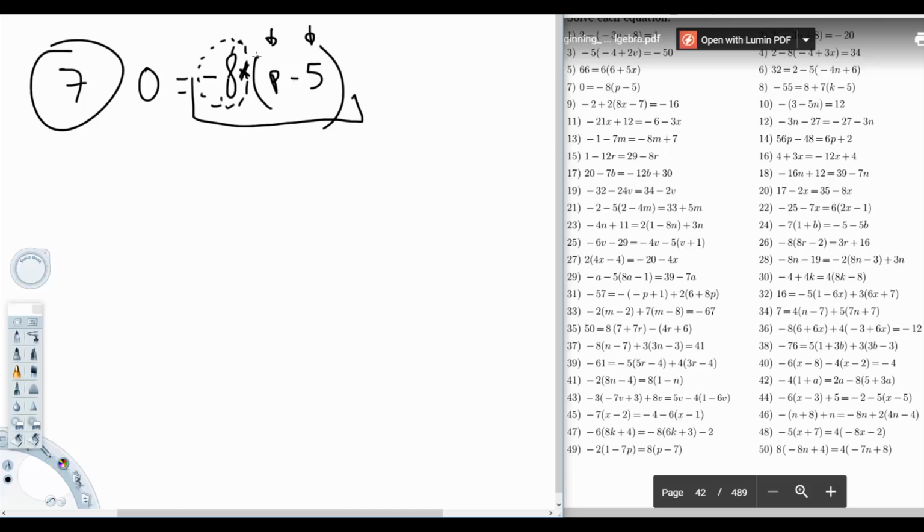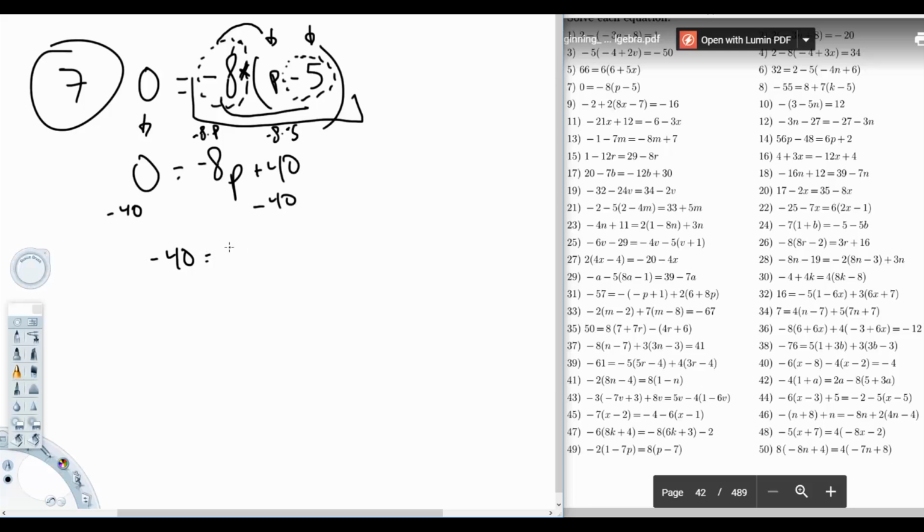Since we can't do p minus 5, what we do is negative 8 times p and negative 8 times negative 5. So let's do that. Negative 8 times p equals negative 8p, right? Because it's really negative 8 times p. And negative 8 times negative 5. Two negatives make a positive, so that's plus 40 equals 0. Can't forget that 0. So we have to get the numbers on one side. We'll subtract 40 here, and we'll subtract 40 here, and we get negative 40 equals negative 8p.